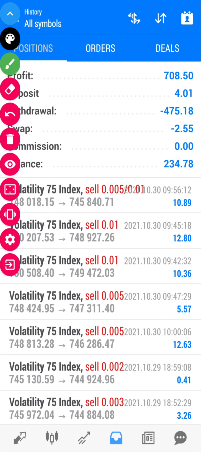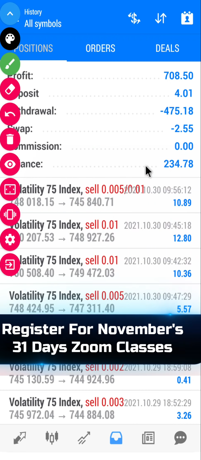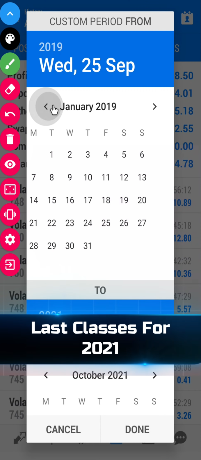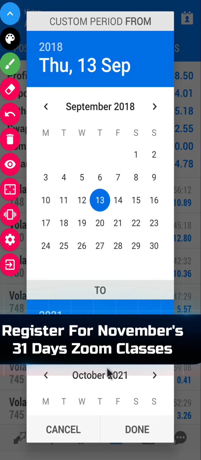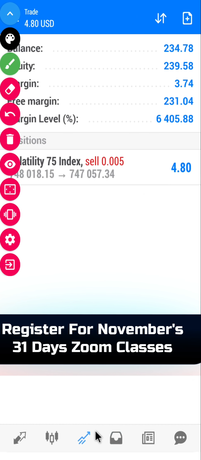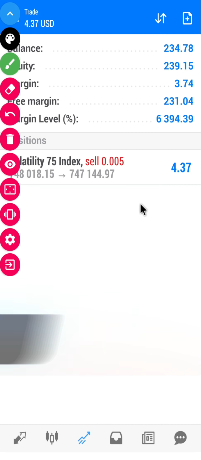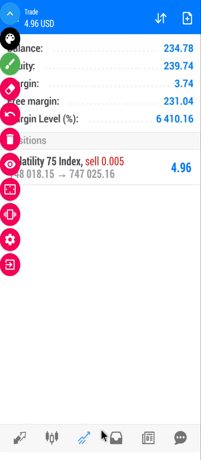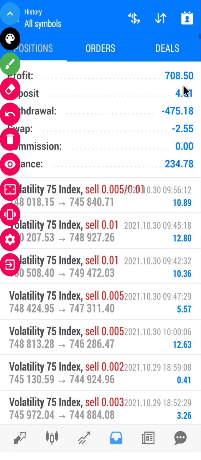Let's continue with this $4 account. You can see right here, even if I go back in time like I've done this before, we're still looking at the same things. Right now I have this one trade running, so I'm going to explain how I got that trade and what I'm going to do now. Let's start by withdrawing. You can see that we have made almost $708 from $4.